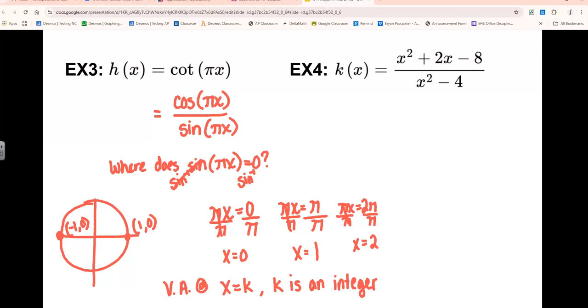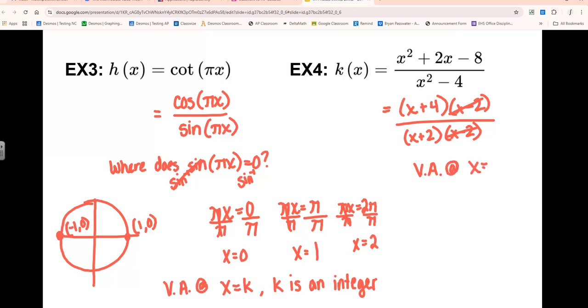What should we do for number 4? We're going to factor top and bottom. So we'll have x plus 4, x minus 2 on the top. The bottom is going to factor into x plus 2, x minus 2. So if the question was asking for discontinuities, I have them at 2 and negative 2. But are they both vertical asymptotes? They are not, because this one cancels out. So I only have a vertical asymptote at x equals negative 2.